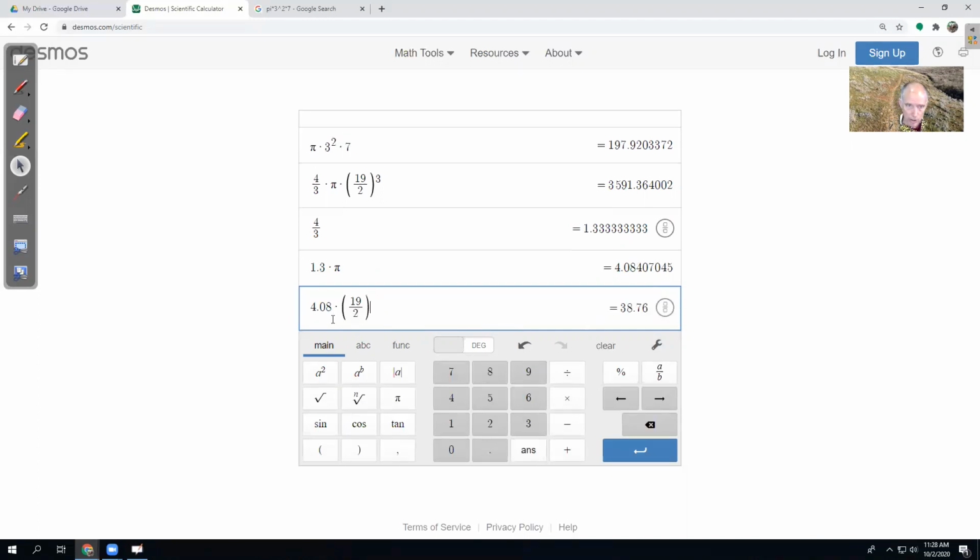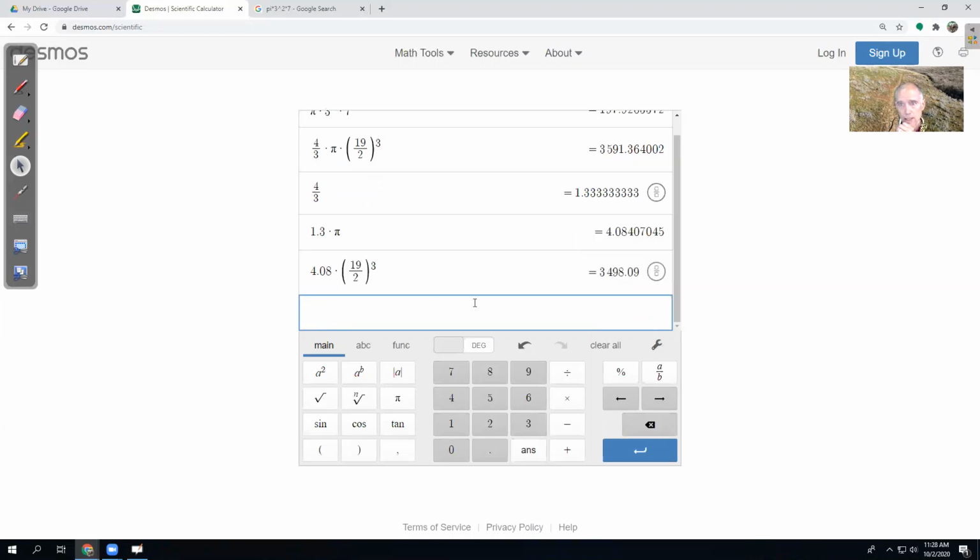19/2 raised to the 3rd power, and this time I get 3,498.09, which is the right answer. Is it this one or is it the one above? Well, I rounded 2 times to get that answer right there, so this one is incorrect. This is bad. Okay, bad, bad, bad. Don't do that. You can type it in one shot.